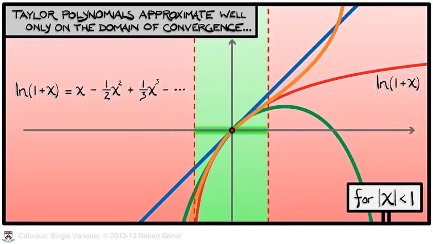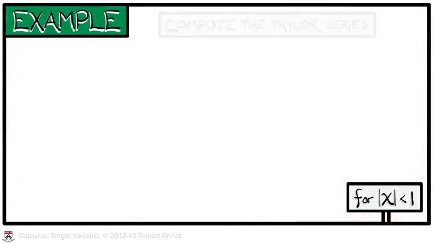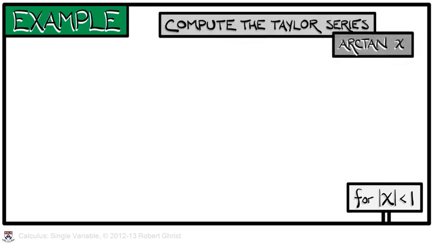Outside of this region, these polynomial curves do not become better and better approximations. They, in fact, become worse and worse. Let us consider another example, this time the arctan function. One of the things that you may recall is that arctan has as its derivative 1 over 1 plus x squared. So we can integrate this to obtain arctan.